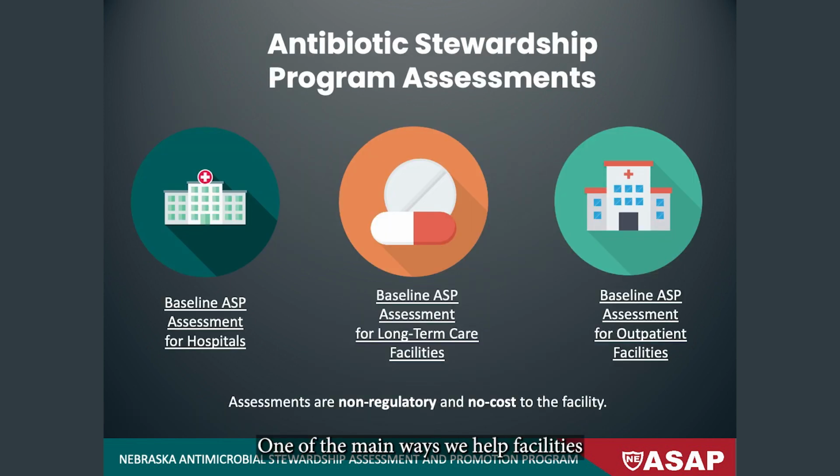One of the main ways we help facilities is through these antibiotic stewardship program assessments. These are just self-assessment surveys we've built for the 3 different practice settings you see here: hospitals, long-term care, and outpatient. These are non-regulatory and at no cost. They take about 15 to 20 minutes to fill out, and it walks through the 7 core elements for your specific setting and asks some specific questions about activities that you may or may not be doing in your facility. I think this is a good activity you could do at your stewardship committee meeting, maybe once a year, to see how you're progressing through your stewardship program.